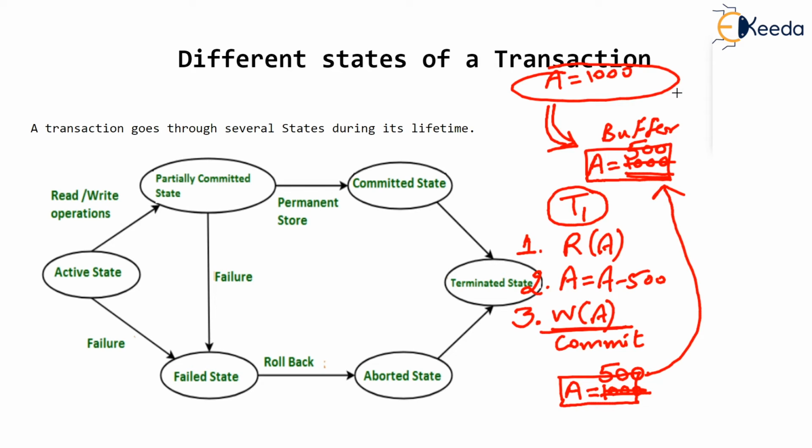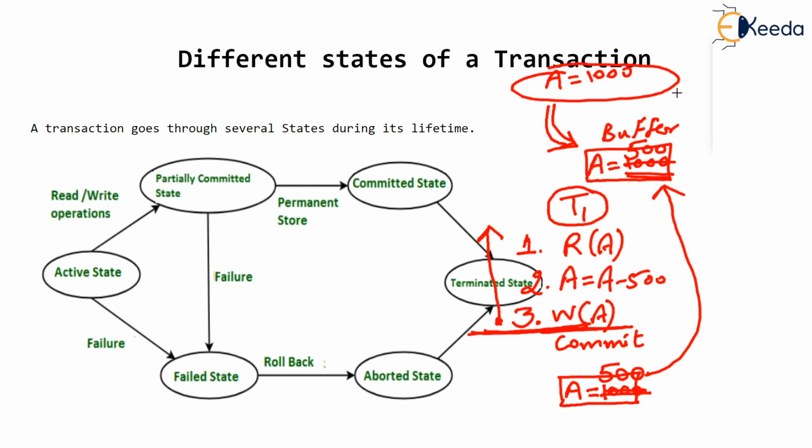And just imagine that due to some reason, immediately after this write A, the transaction fails. Before the commit, the transaction fails. Of course, the transaction could have failed anywhere from 1 to 3. I have failed it after the third statement. In such a case, the DBMS transaction management will roll back. Now, by roll back, what we mean is it will definitely bring the data to the same state in which the transaction was earlier.